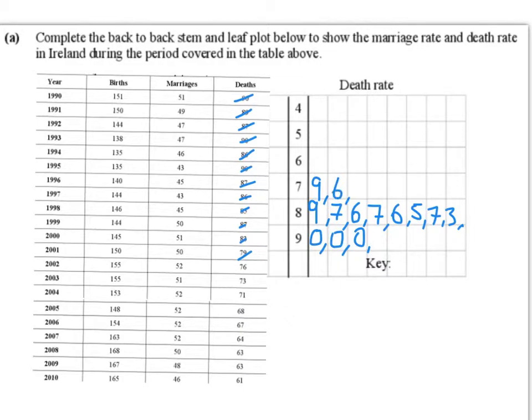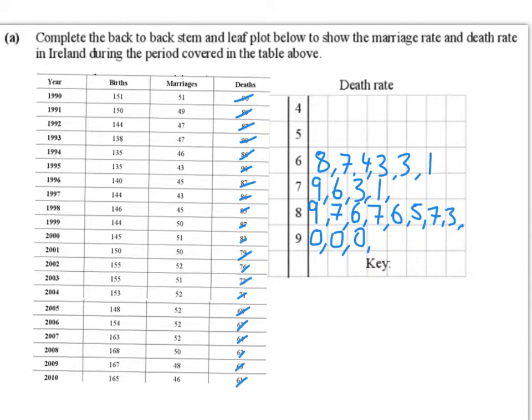76. Tick off the 76. 73. 71. 68. So the 8 now goes beside the 6. 67. 64. 63. 63. And 61.